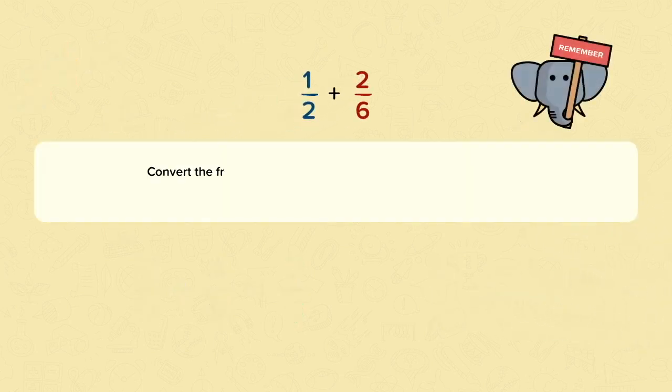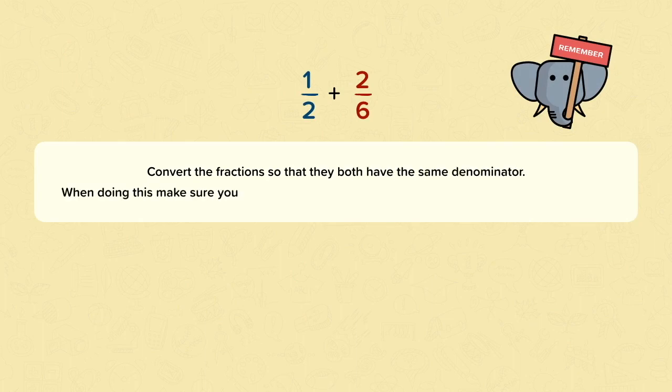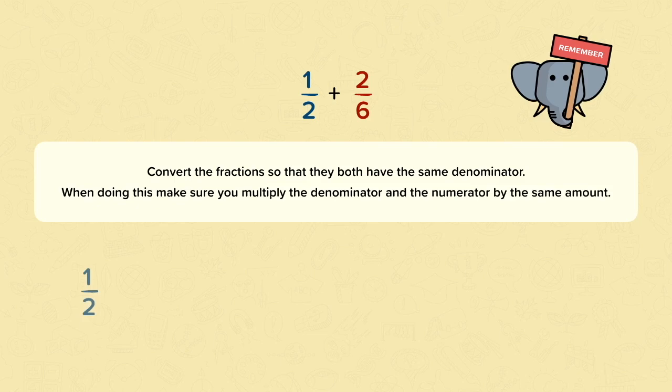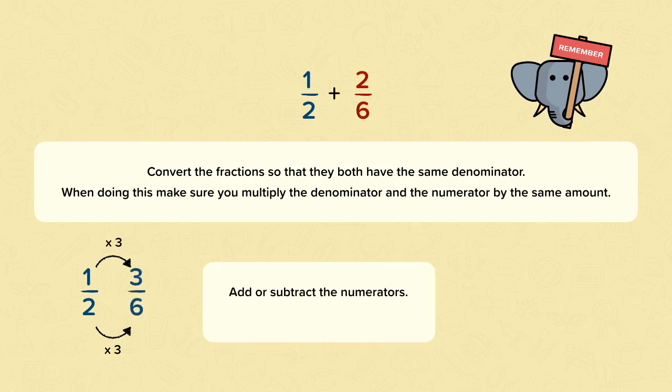So remember, convert the fractions so that they both have the same denominator. When doing this, make sure you multiply the denominator and the numerator by the same amount. Next, add or subtract the numerators. Keep the denominators the same.